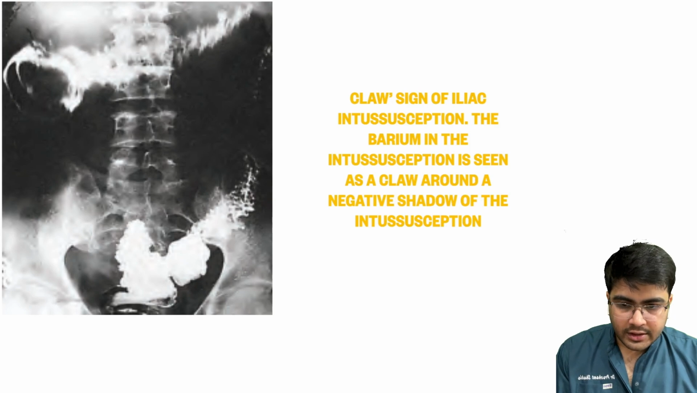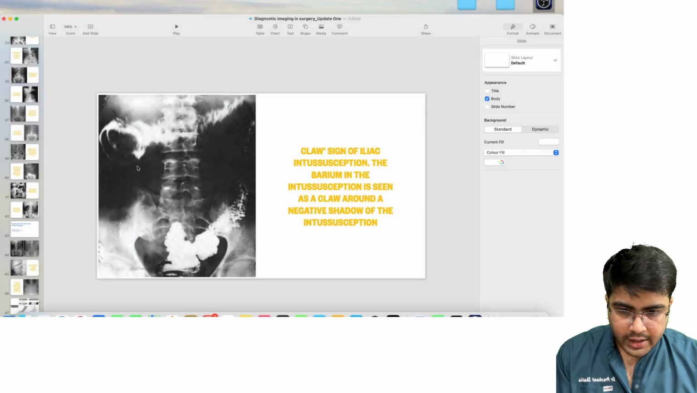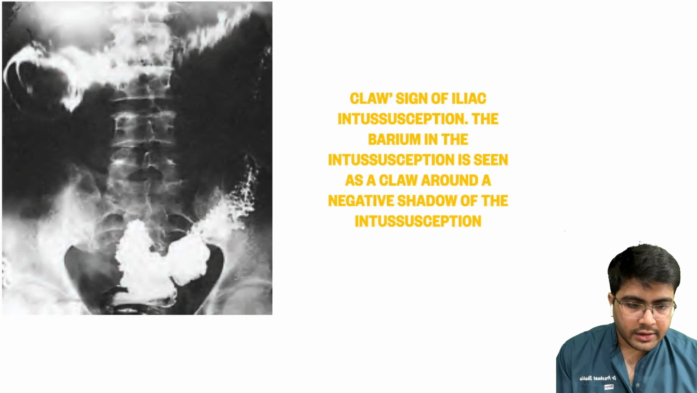So here we'll start with the claw sign of the ileo-ileal intussusception. So here this is a single contrast barium enema. So here you can see the barium in the intussusception is seen as a claw around a negative shadow of the intussusception. Okay, so this is the claw which we are talking about, and there is negative shadow here. Okay, so this is how ilio-ilial intussusception looks like.